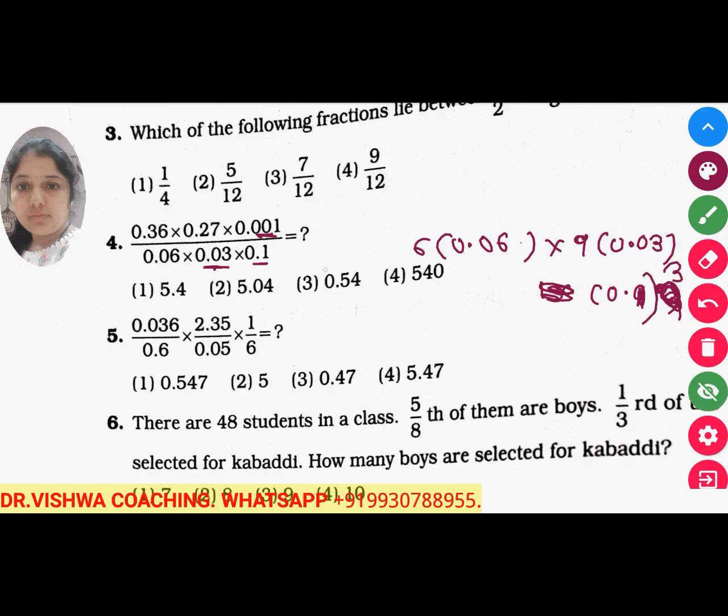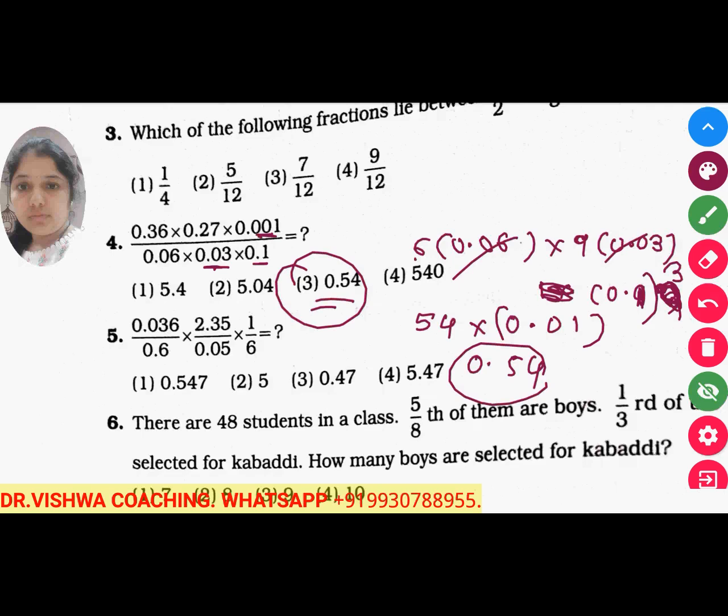Okay. Now you solve. This will get cancelled. So what is remaining? 6 9s are 54 into 0.01 is remaining. So it becomes 0.54. This is your answer. I will explain it again.